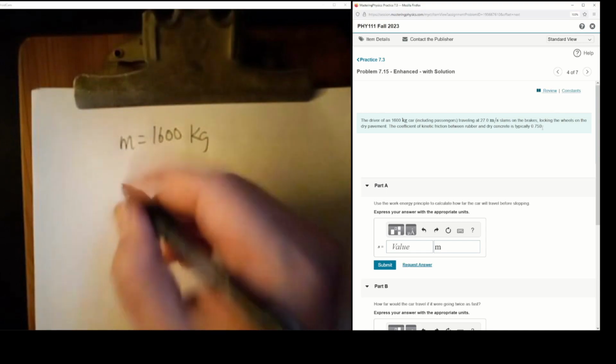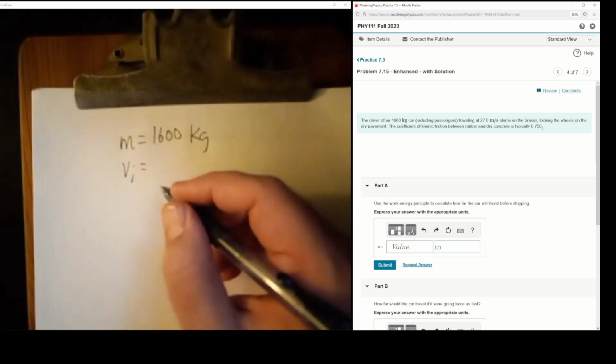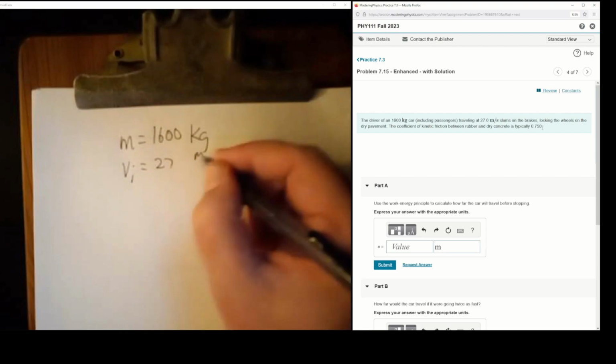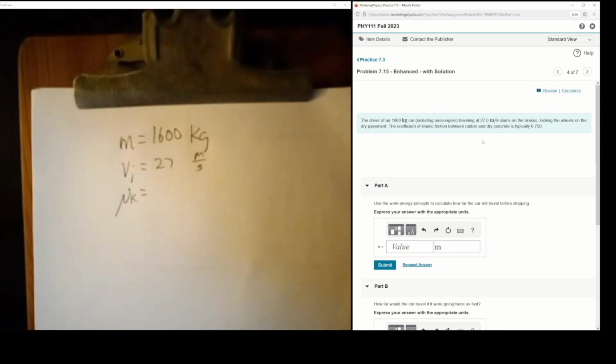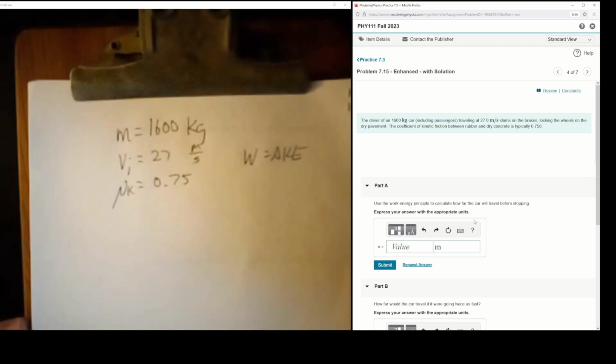And it is initially traveling 27 meters per second. And then they hit the brakes. And then we also have a coefficient of kinetic friction, 0.75. Part A says, using the work energy principle, so that means work equals change in KE, how far will the car travel before stopping?